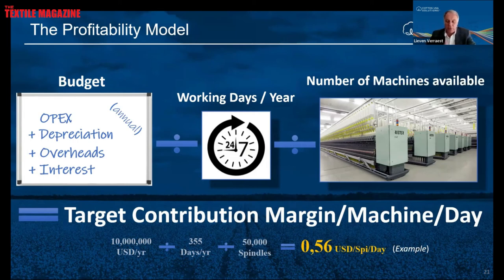So it's a very simple formula in which the target contribution margin is based upon an annual budget for the mill. It means the planned operational costs, adding the depreciation, the overheads, and the interest, and then dividing these yearly costs by the number of working days per year and the number of machines that are installed per unit. This will give you the costs that each machine needs to earn every day to break even. What we show you here is 56 cents of US dollars per spindle per day. This is the cost that you need to break even with this machine. This is what you have to earn on each spindle of each machine to break even every day, even if the machine is not running.